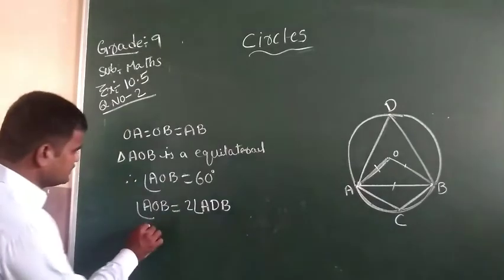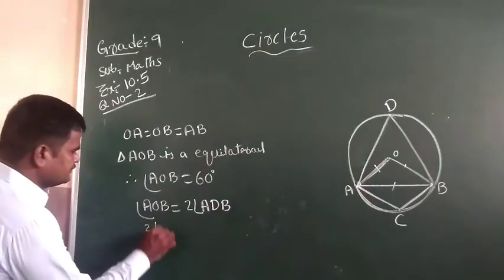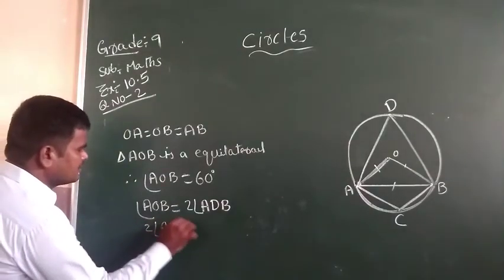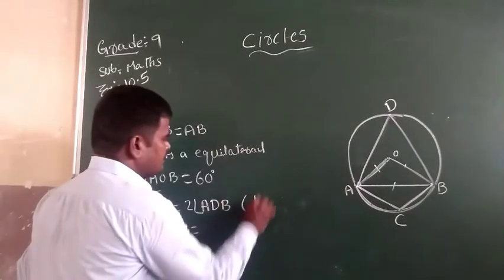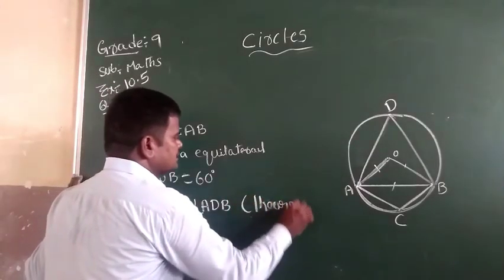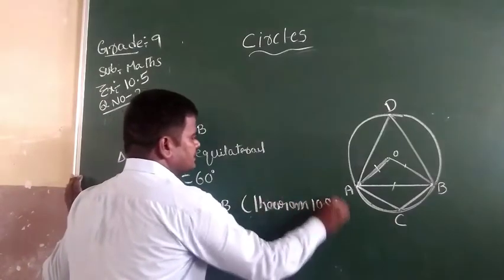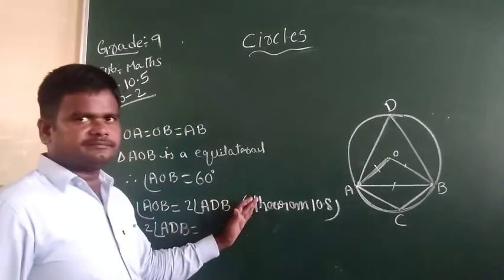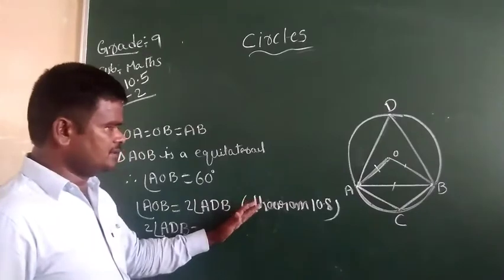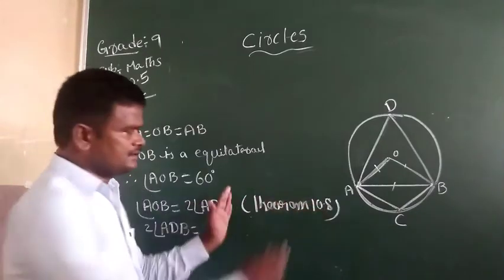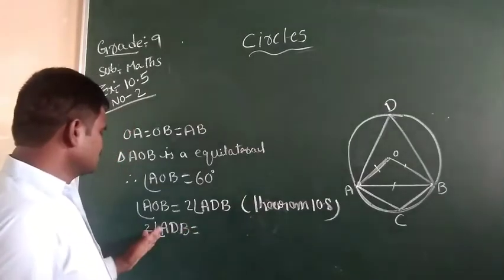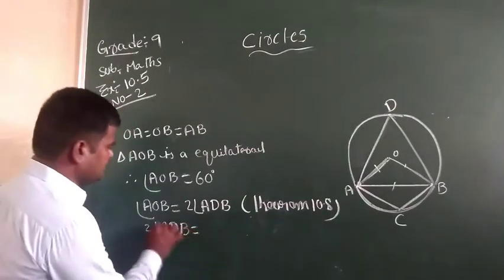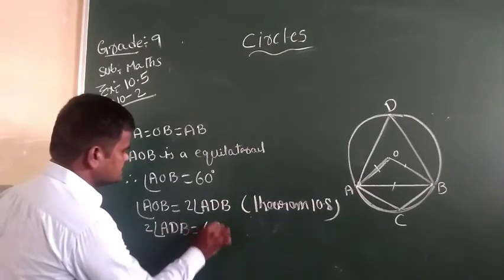Now rewrite the equation: 2 times angle ADB equals... you have to write this completely. You have to write the theorem 10.8 statement from the textbook in your classwork. Then 2 times angle ADB equals 60 degrees.